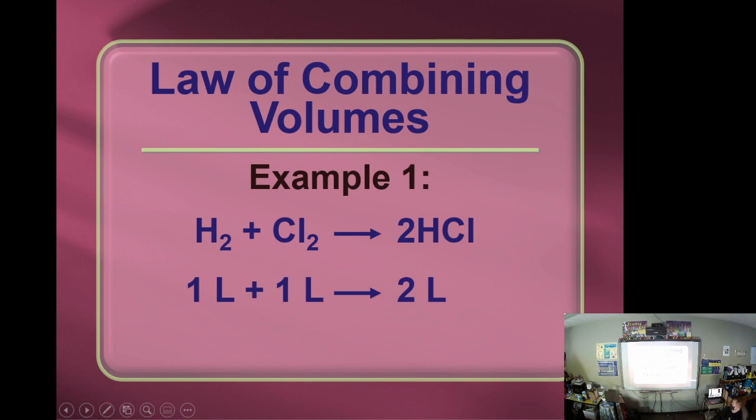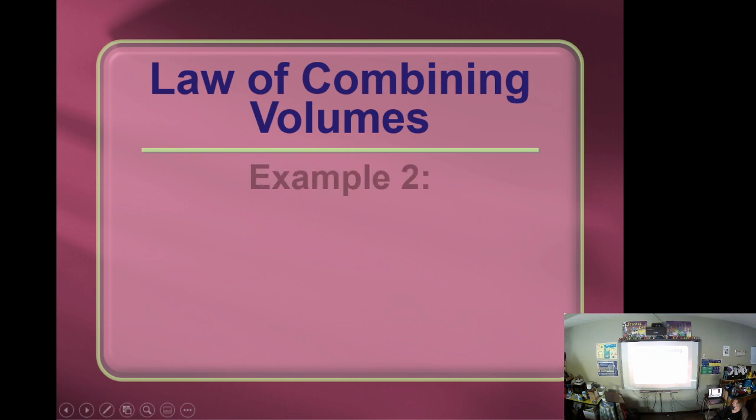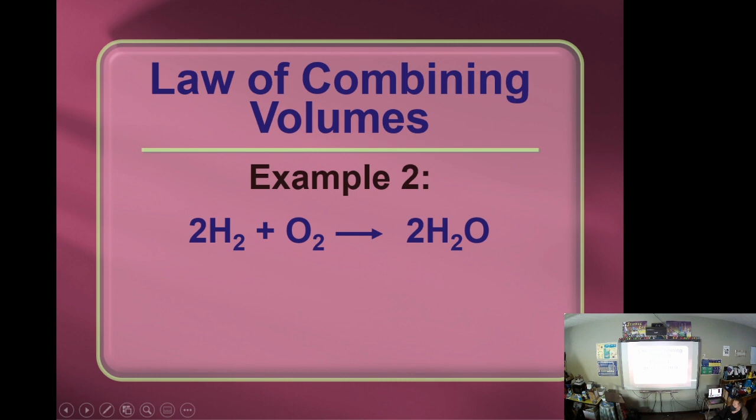Before, we said 1 mole plus 1 mole makes 2 moles, necessarily. But this is exactly the same concept. Let's try another example. 2H2 plus O2 makes 2H2O. So 2 liters of H2 plus 1 liter of O2 makes 2 liters of H2O gas. Okay? Is this hard? Not yet. Okay.